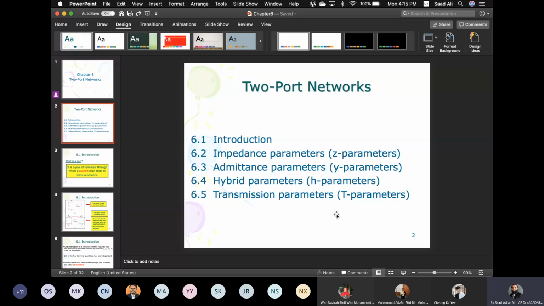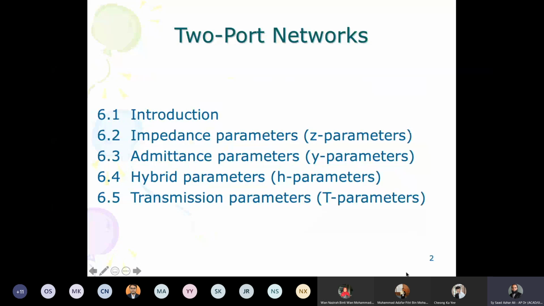So in particular, two-port networks, the topics to be covered are introduction, what are two-port networks, impedance parameters, which are called Z parameters, admittance parameters, which are called Y parameters, hybrid parameters, which are called H parameters, and transmission parameters. So these parameters are the things that define or are used in two-port networks.